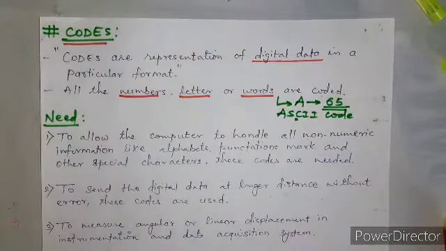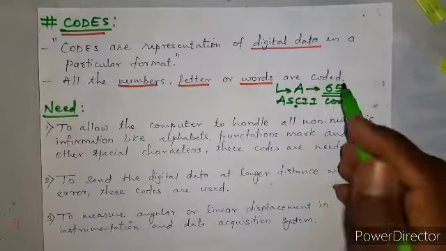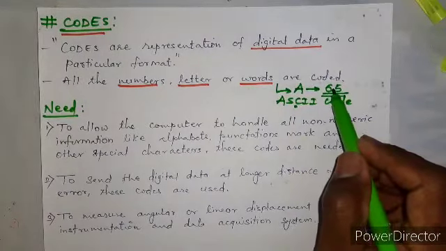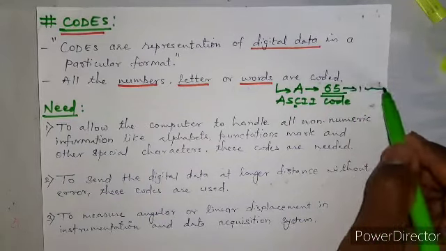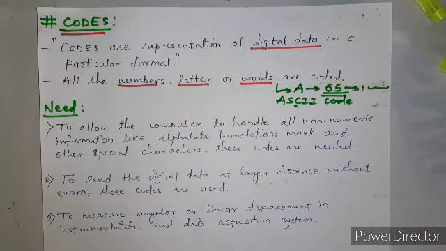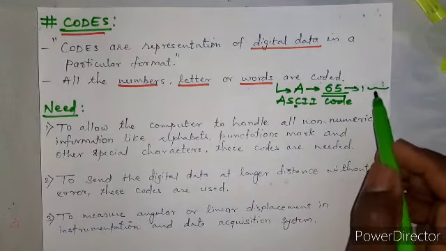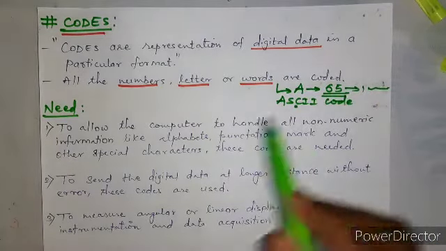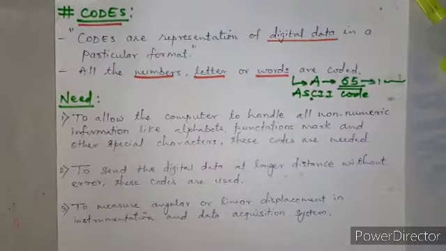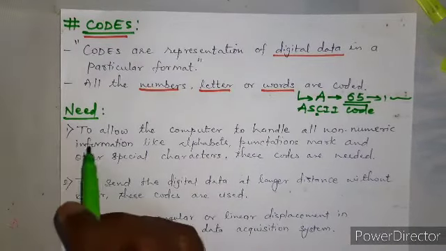So this is code, right? For us it is A. Then the ASCII code for this A is 65, and then this 65 is converted into binary, because the digital system understands only binary form. So I hope this definition of code is clear for you.